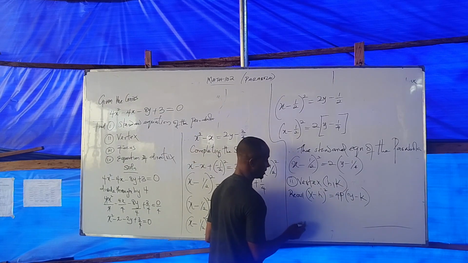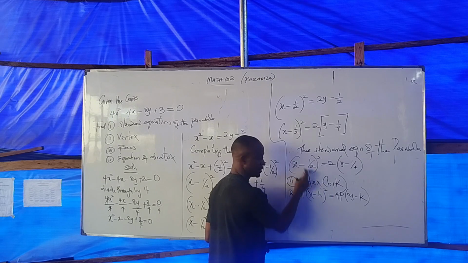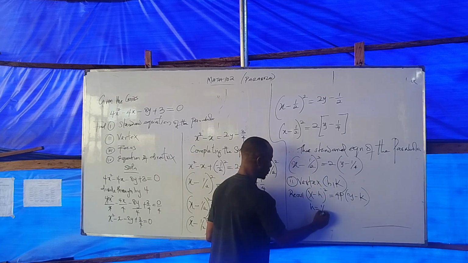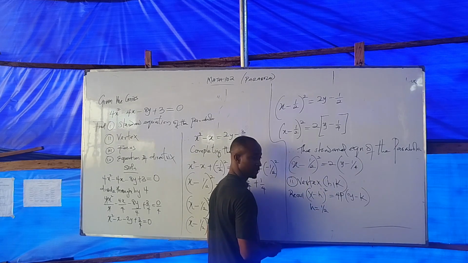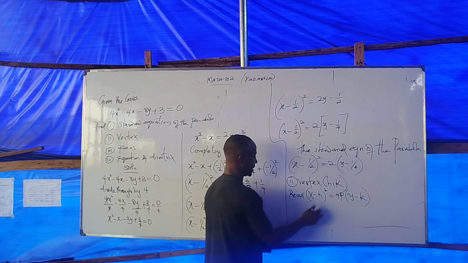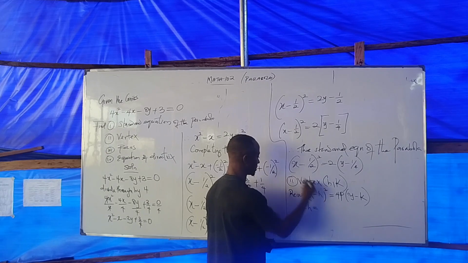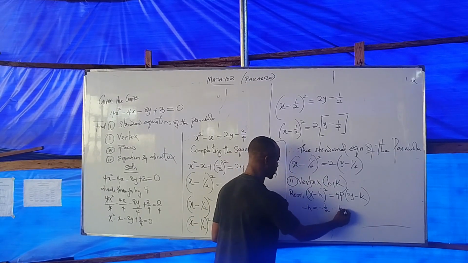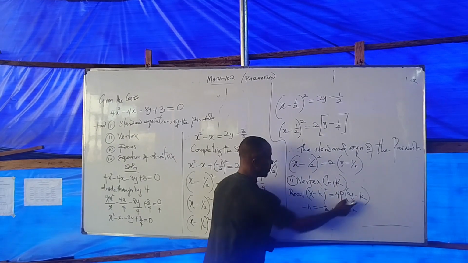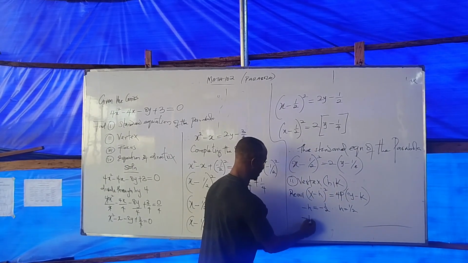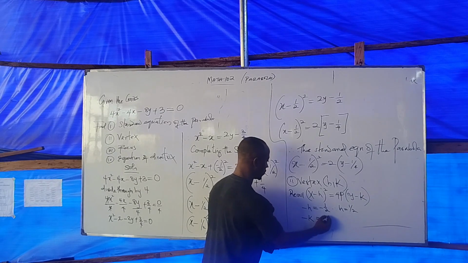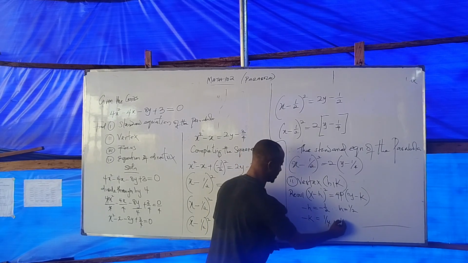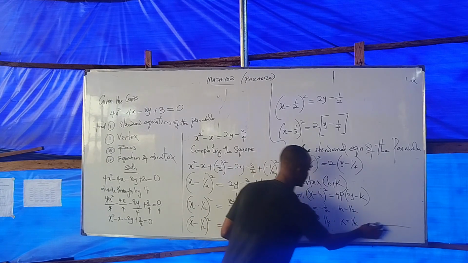From here, can we compare it with this? What's our h here? 1 over 2. Hope you are aware. Here we have minus h equals minus 1 over 2. That means therefore h is 1 over 2. What about k here? Minus k equals minus 1 over 4. Therefore k is 1 over 4.